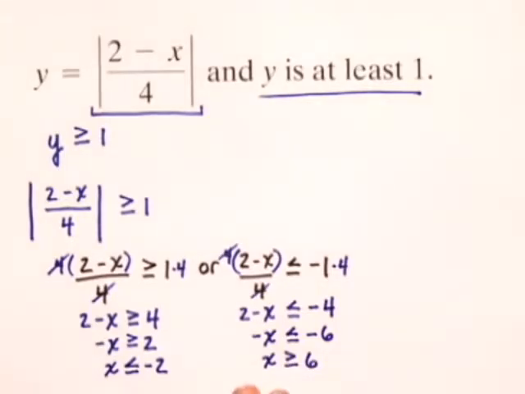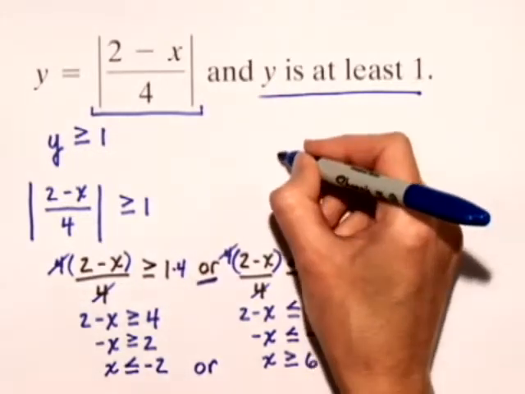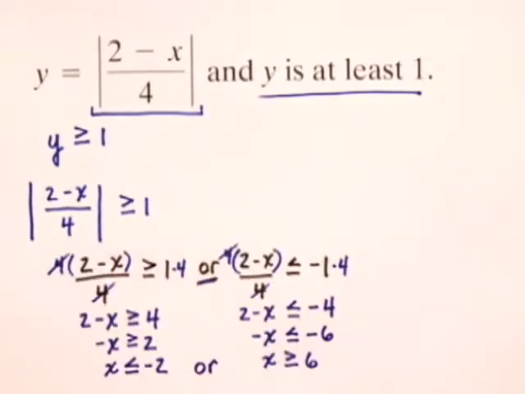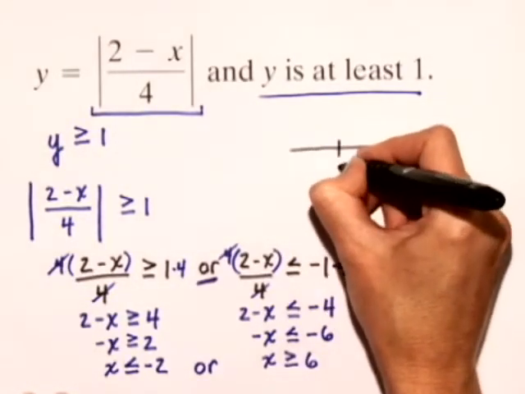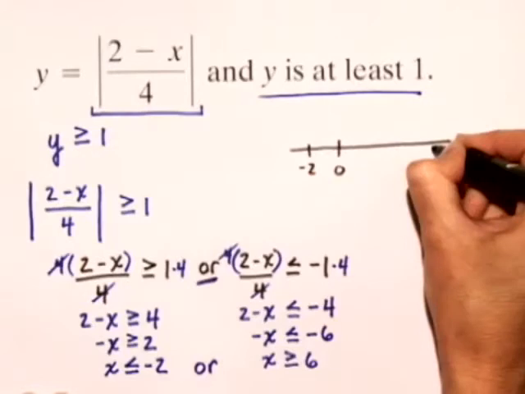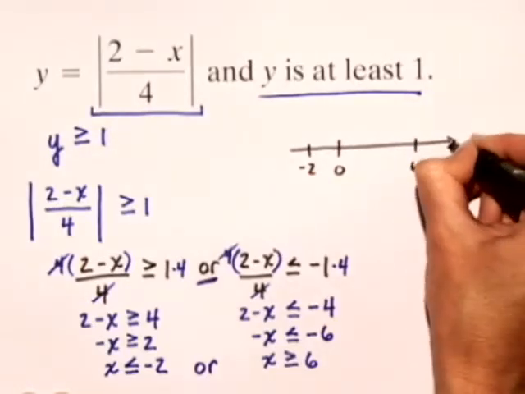Now, I want to make sure that I express this in the correct interval notation. So I have x is less than or equal to negative 2. It's very important that I notice that it's or x is greater than or equal to 6. Or means union. So before I write this in interval notation, I'm going to do a quick sketch of the graph. I have 0, negative 2, and positive 6.